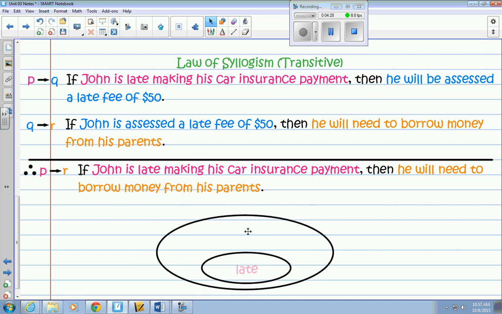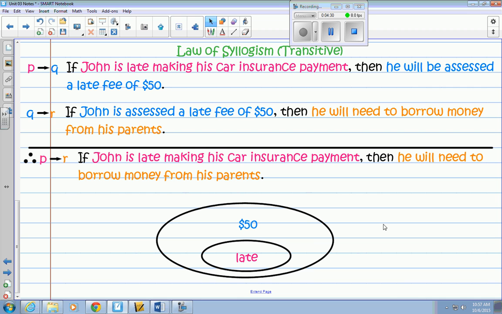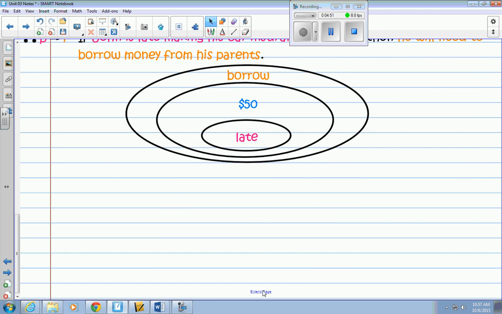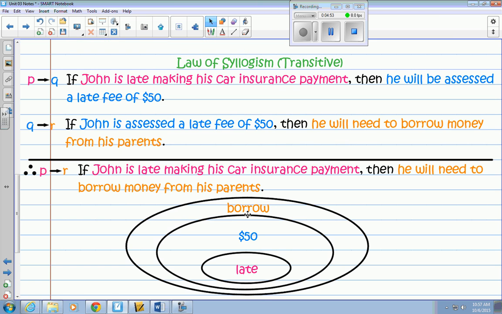Because, again, our Venn diagram looks the same to start out, but then we have this third circle that he'll have to borrow money from his parents. So if he's late, then he is assessed a late fee. If he's assessed a late fee, he has to borrow money from his parents. So if he's late, he's going to have to borrow money. That is what we call transitive reasoning.